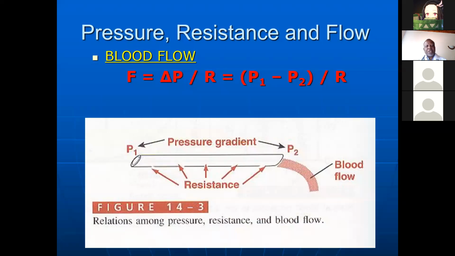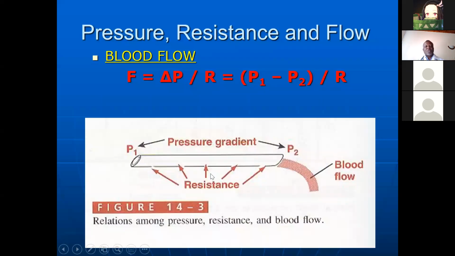There has to be a pressure gradient between P1 and P2 for fluid to flow, and that's a basic law of physics and also a basic law of common sense. However, as the flow continues, or as blood flows from P1 to P2, the velocity will decrease. And the reason the velocity will decrease is because blood or fluid will be subjected to resistance all across the tube.